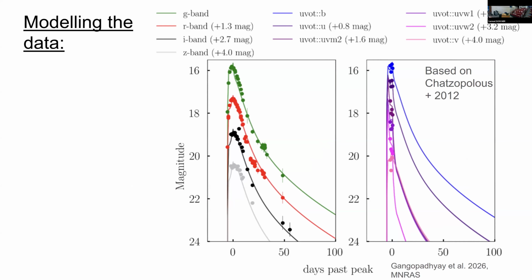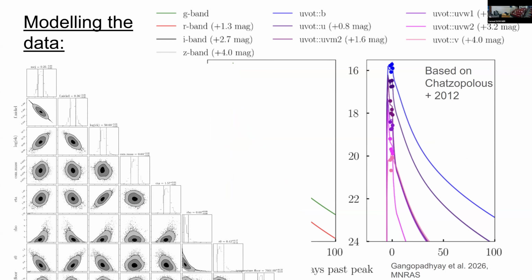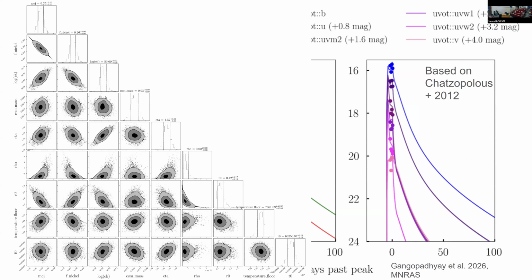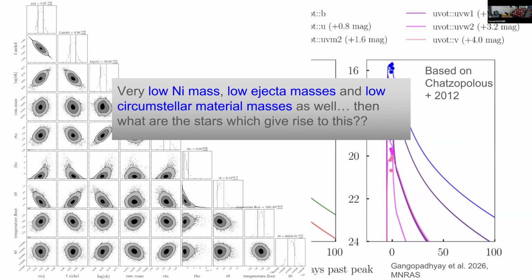Now, our aim is to model the light curves. This is one of the cases that we have previously published, where we tried to model it with the simple Chatzopoulos approximations, where it's assumed that the circumstellar medium is a wind-like or a shell-like structure, and we tried to fit the multiband light curves. From here, what we find is that they have very low nickel mass, very low ejecta mass, and very low circumstellar masses as well.